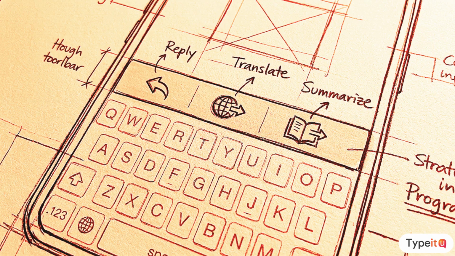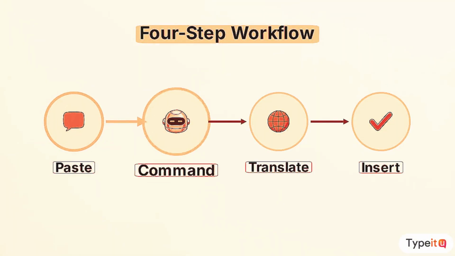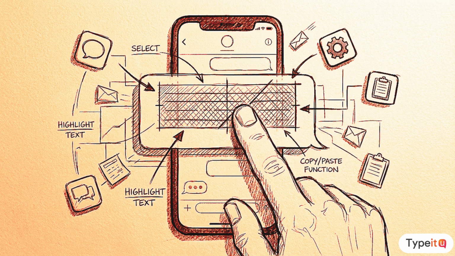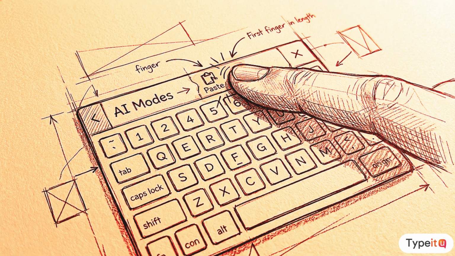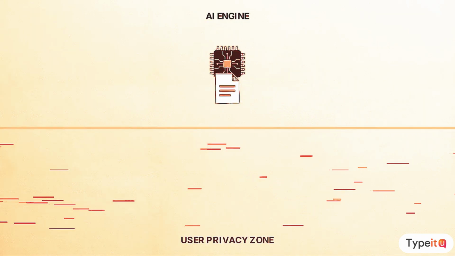Now let's put the AI engine to work. We are going to use the core 4-step workflow to generate a professional reply to a complex incoming message. Phase 1 is the paste. Copy the message you received and deliberately paste it into this distinct AI toolbar located directly above the keyboard. This deliberate action is what crosses the privacy boundary we discussed earlier.